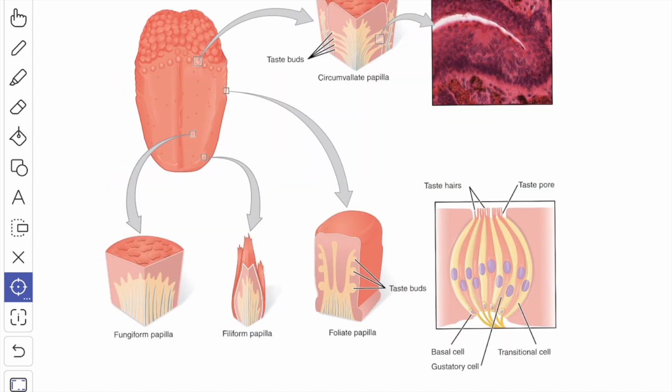Next we'll see about the taste buds. The taste buds are composed of modified epithelial cells which are arranged as spherical masses within the epithelium covering the tongue. They are also present along the inferior surface of the soft palate, palatoglossal arches, the posterior surface of the epiglottis and the posterior wall of the oropharynx. They are more numerous on the sides of the vallate papillae.